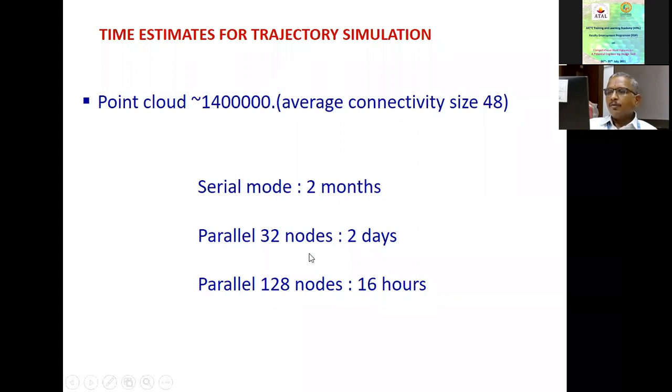It would take about 2 months to solve this problem serially. But on 32 nodes, where each node has about 16 cores, it will take 2 days. That is, once we made it parallel, though not massively parallel, it went from 2 months to 2 days. But if we used 128 nodes, we are able to solve the problem in 16 hours.